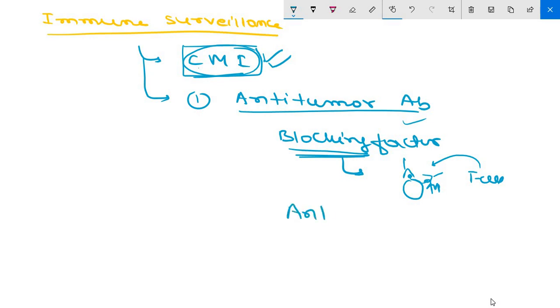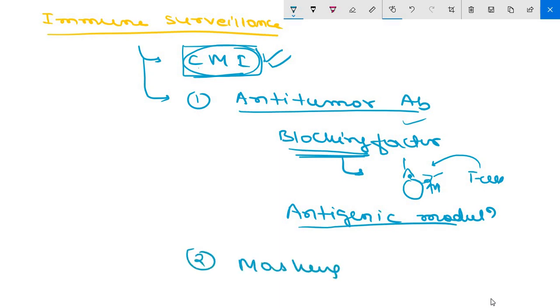The second one is your antigenic modulation. Certain tumor specific antigens have been observed to disappear from the surface of tumor cells in the presence of serum antibody and then to reappear after disappearance of serum antibody. That is known as antigenic modulation. Clear? So blocking factor and antigenic modulation, the first. The second one is your masking the immune cells. Circulating tumor antigens may act as a smoke screen, coating the lymphoid cells and preventing them from acting on the tumor cells.